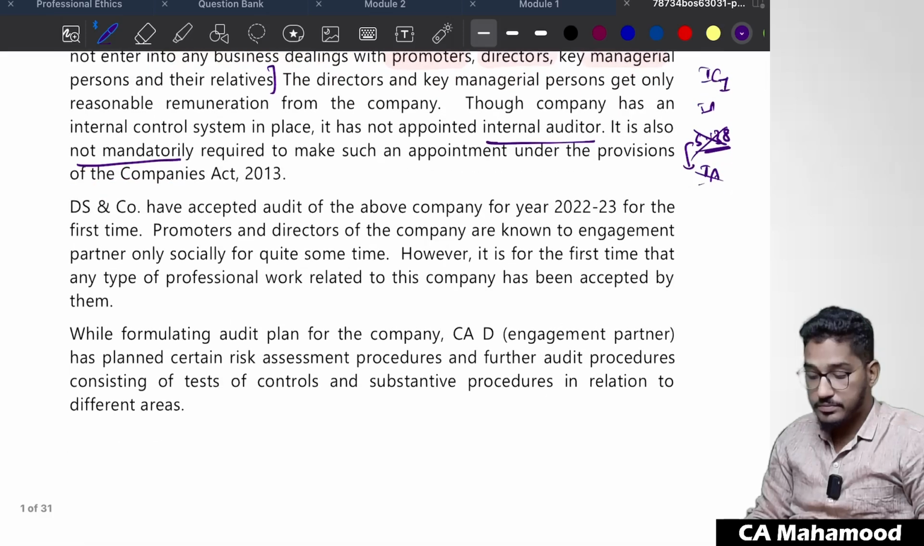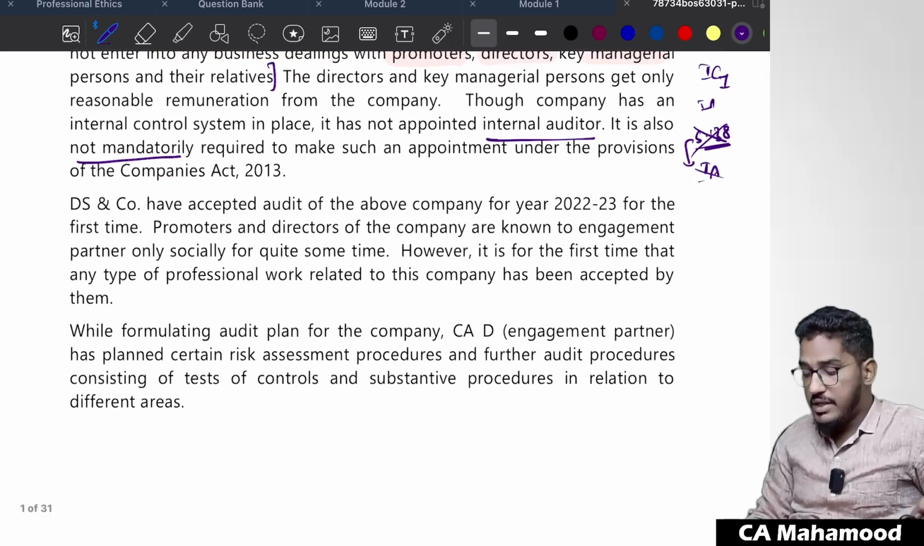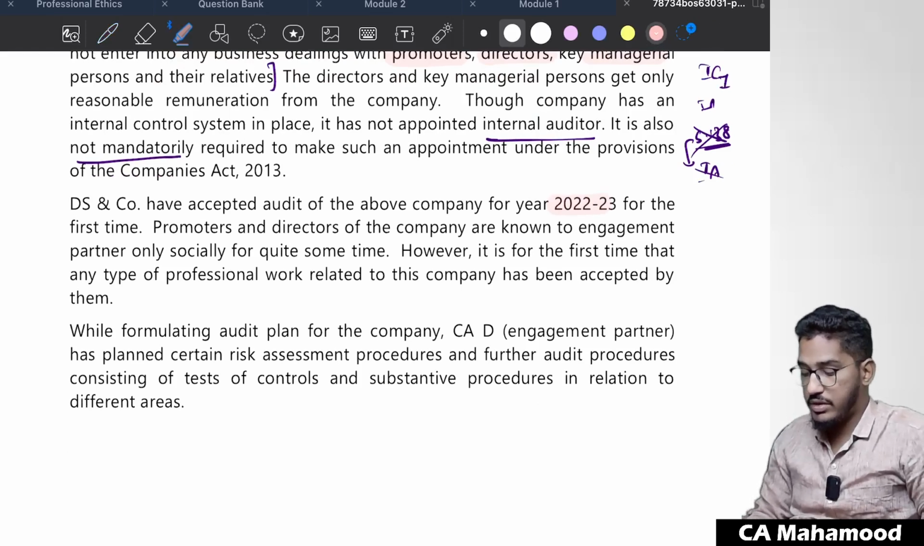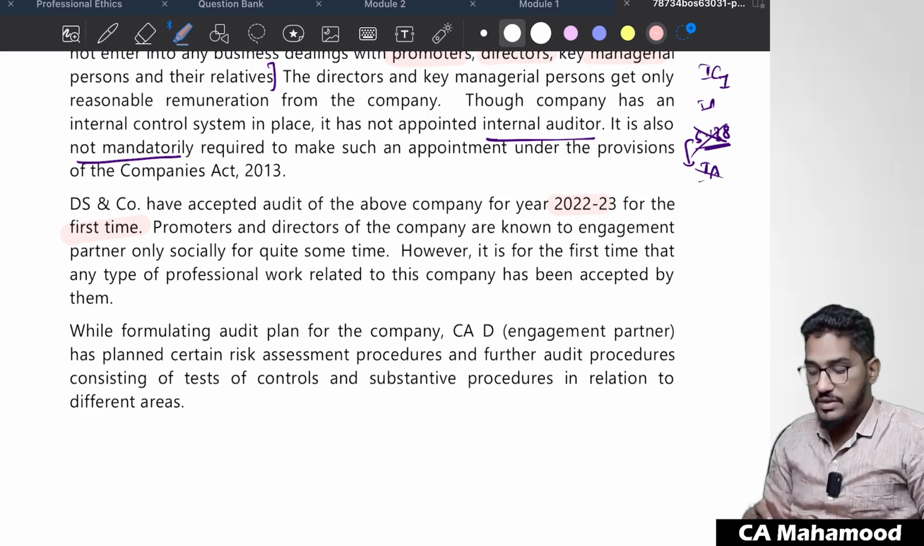Okay, fine. Next one. DS and Co. have accepted the audit for the above company for the year 2020-23 for the first time. This is the first time this audit firm is accepting the audit.